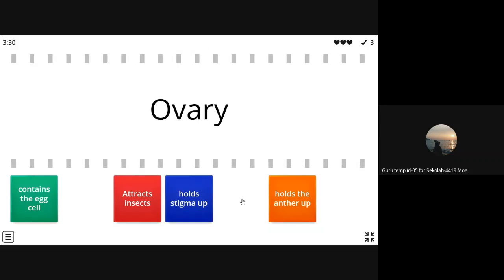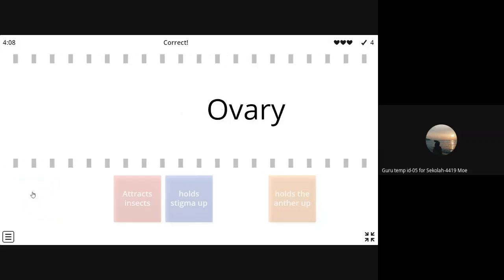Okay, the next one, ovary. Pravin said in the chat section A. Kumaran also said A. Adam said containing the egg cell. Obviously this is the answer, because even in human reproduction, the ovary contains the egg cell. The egg cell is the female gamete. Another term for it is female gamete. Alright, correct. Okay, good.